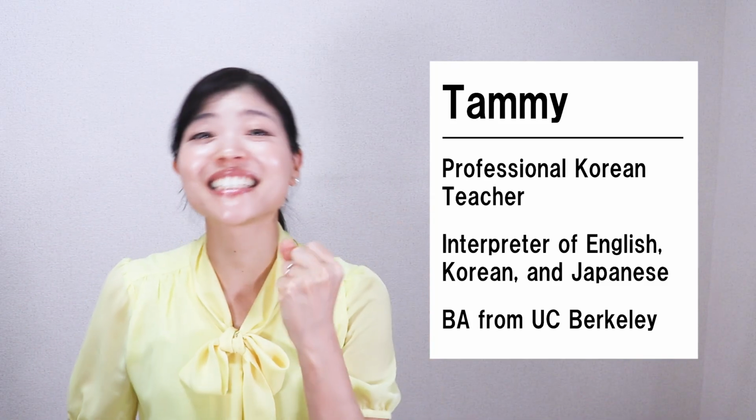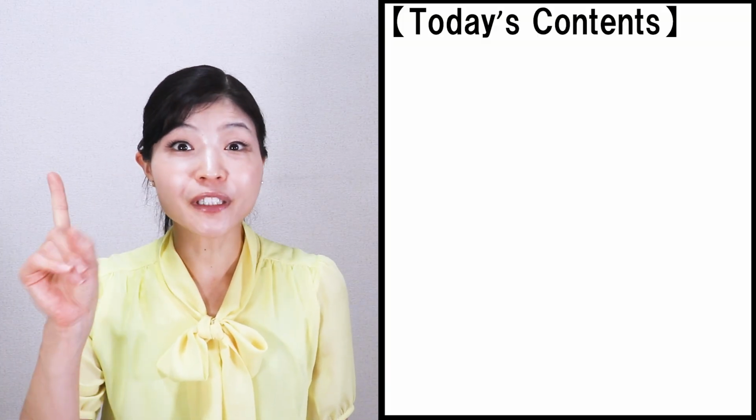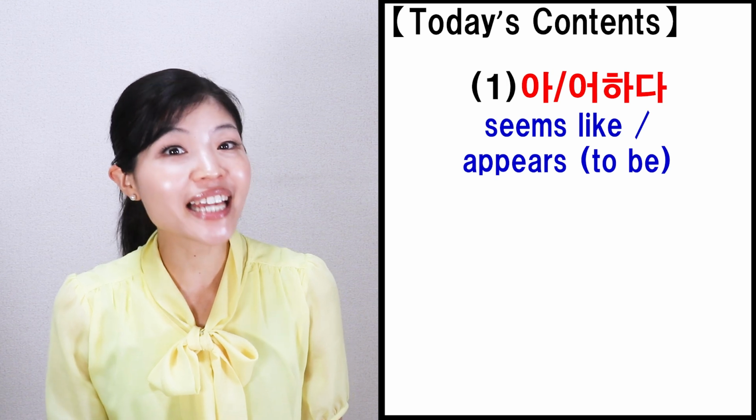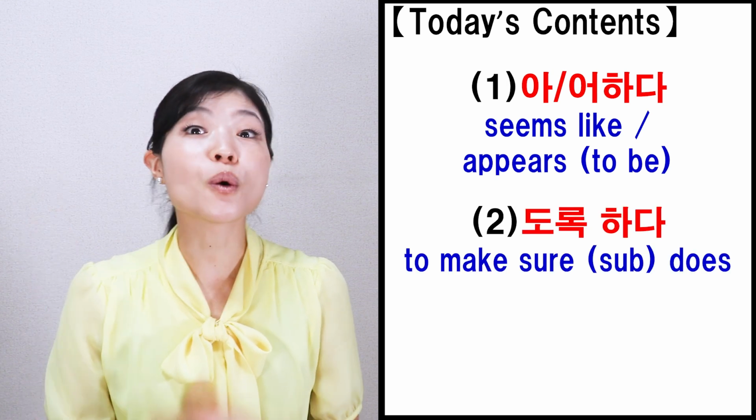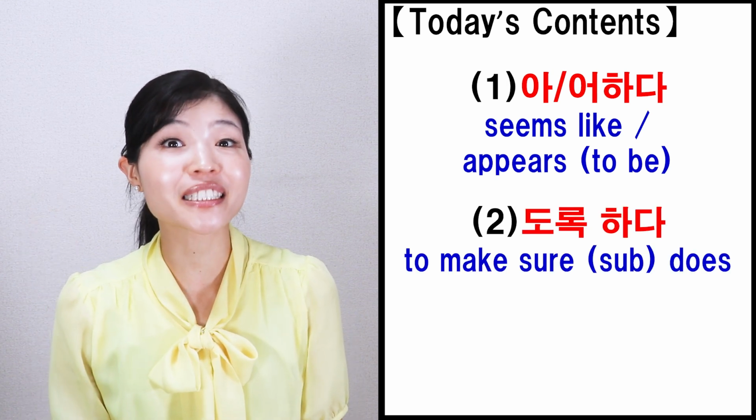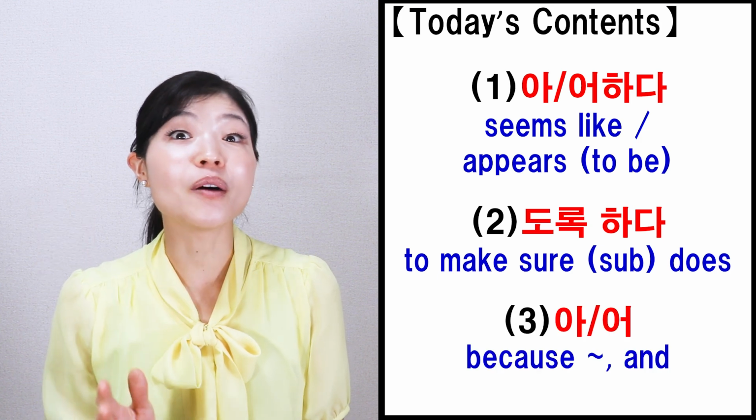Let's study hard together. Today's grammar is first, -아/어하다, seems to like, appears to be. Second, -도록 하다, to make sure the subject does. And third, -아/어서, because and. If you learn today's grammar, -아/어서, you can make a formal sentence like this.